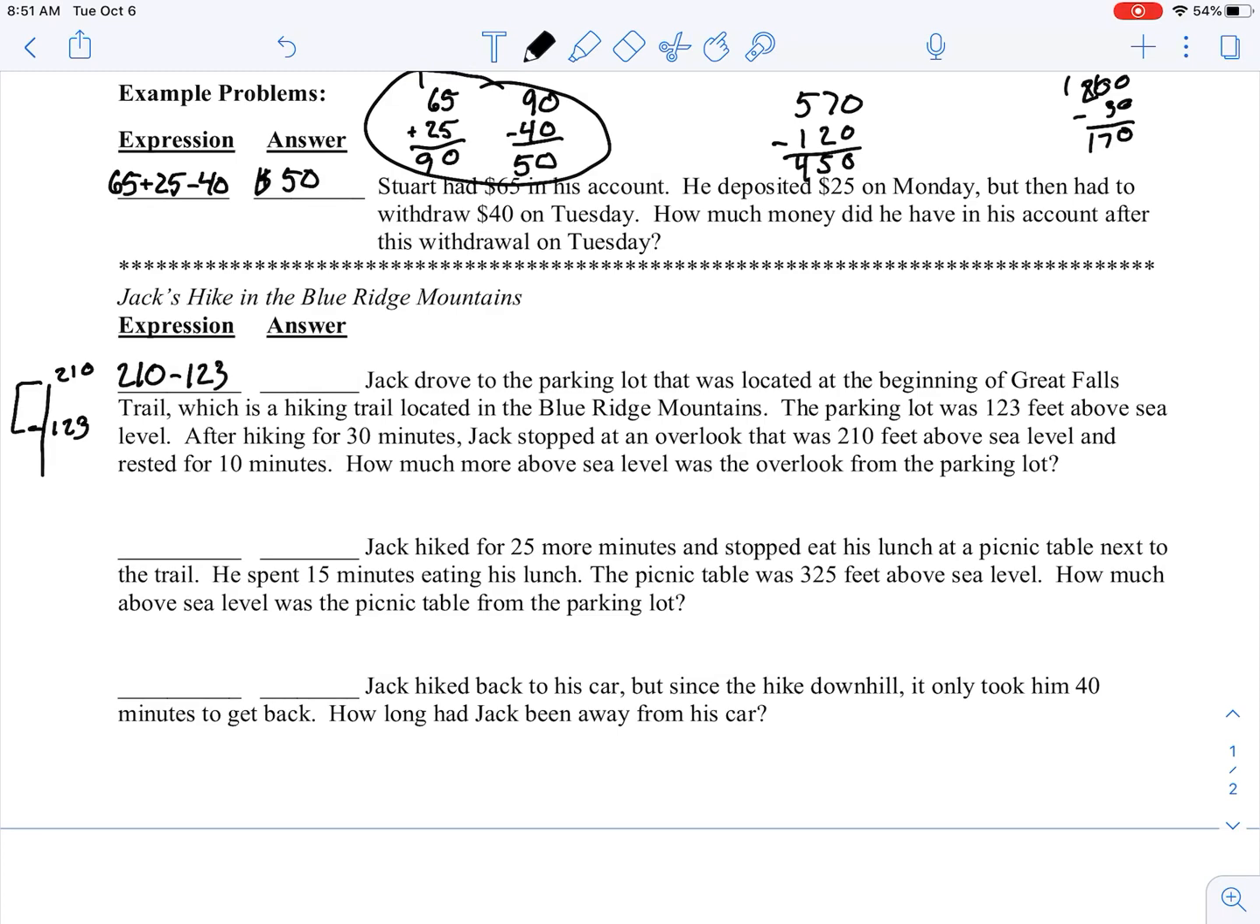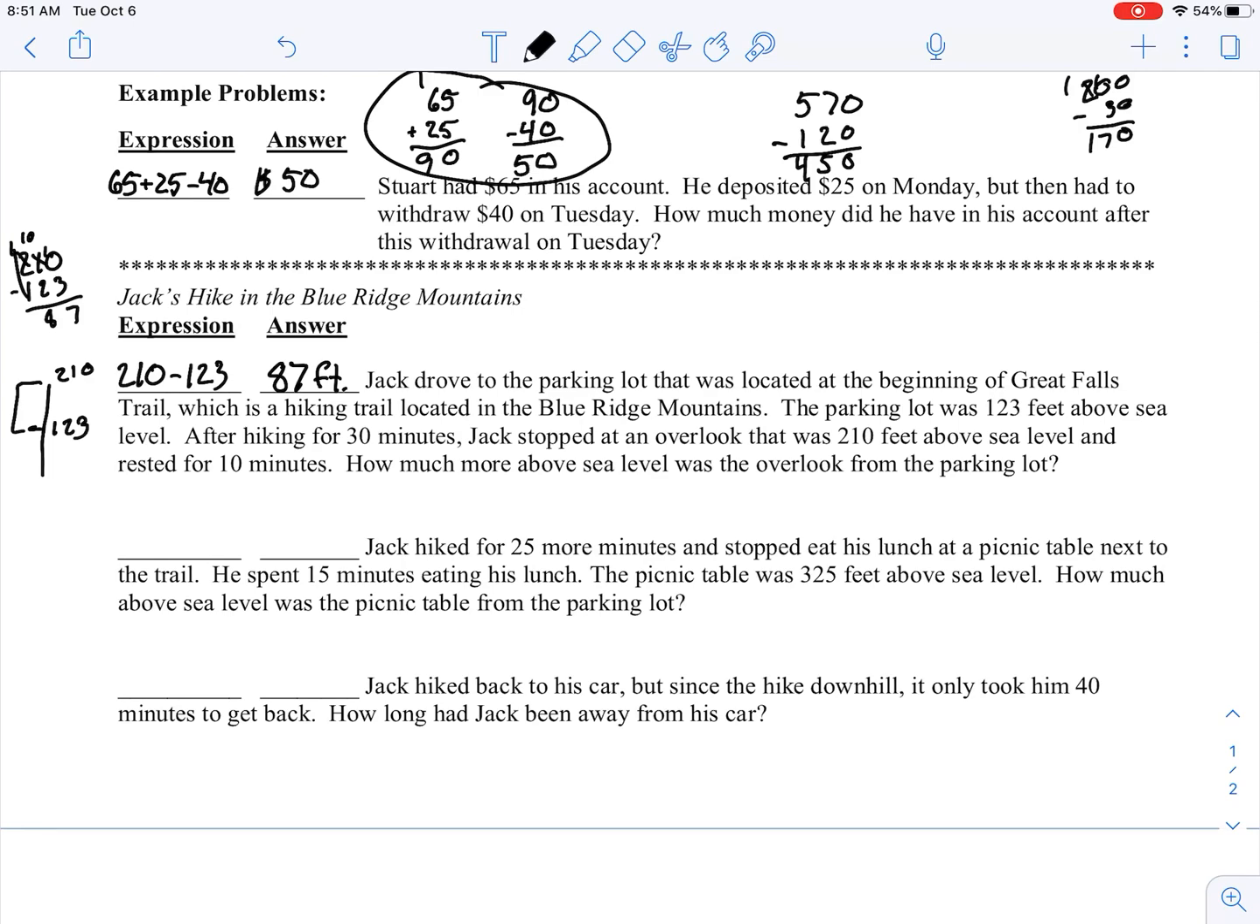So if we need some practice with our subtraction algorithm here, we're going to write the number we're starting with and subtract the number we're subtracting, of course. So we can't take away 3 from 0, so we're going to borrow this 10 here. And then, so that'll be 7. Once again, we have to borrow from this column, so 10 minus 2 is 8. And that is going to cancel out to give us 0. So he is 87 feet above where he started.